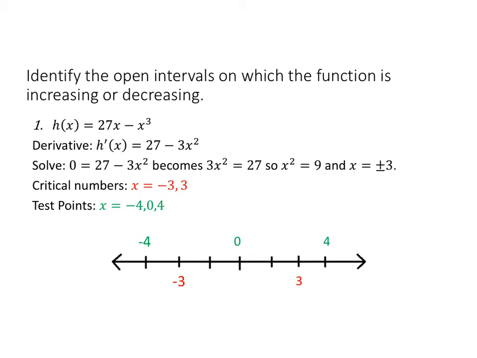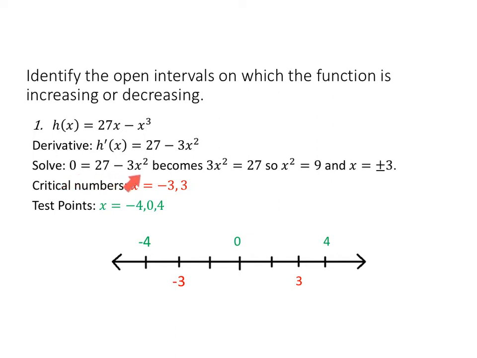So we want to identify the open intervals on which the function is increasing or decreasing, and our function is h of x equals 27x minus x to the third power. Our derivative is 27 minus 3x squared. As a polynomial, we know this derivative is defined everywhere. So to find critical numbers, I want to find where the derivative is equal to 0.